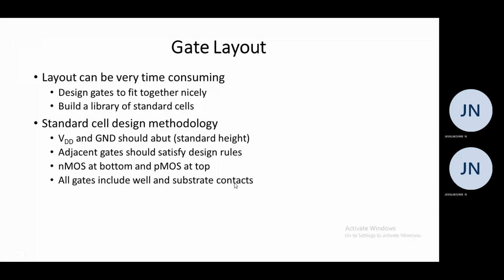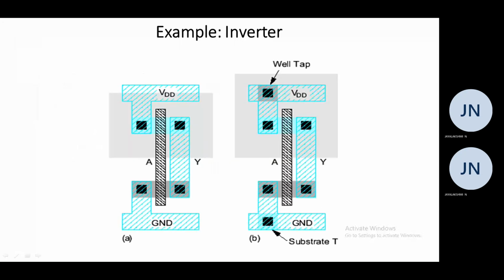whatever the adjacent gates should satisfy the design rules. Always the NMOS should be at bottom and PMOS should be at top. Here, all gates include well as well as substrate contacts. Here I am taking a simple example that is nothing but an inverter.